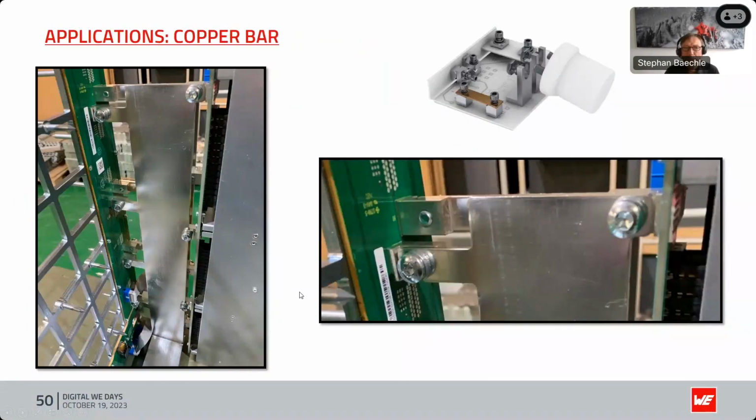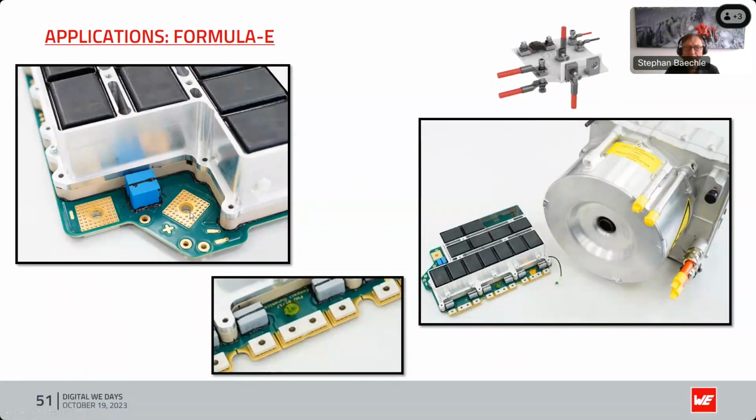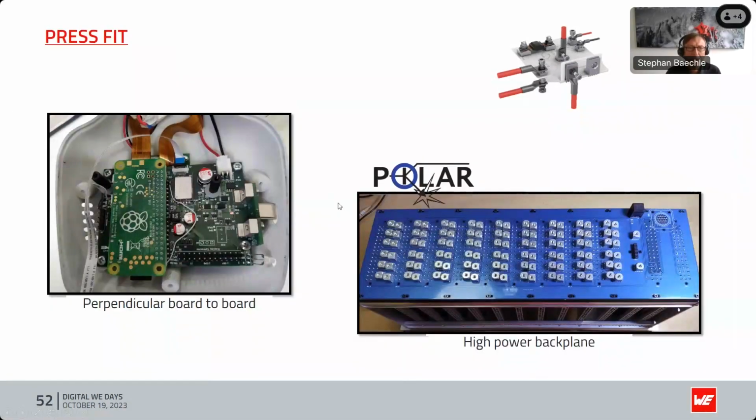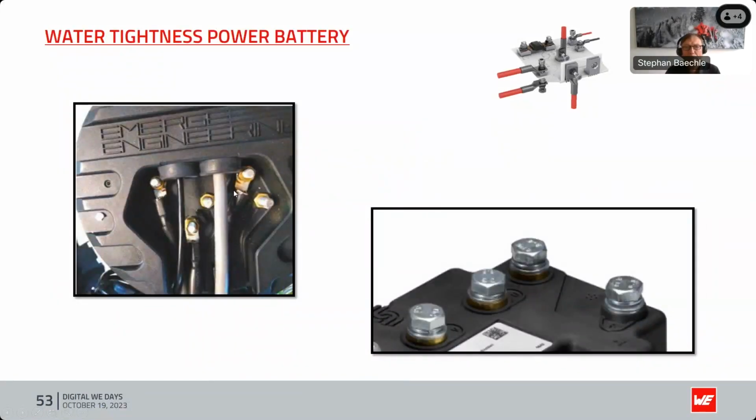At the end, I want to show you some applications with press fit technology. For example, a copper bar, or we do have also press fit technology in the Formula E for the motor steering, for the motor control. And we have, for example, a particular board-to-board connection, or here a high power backplane with a lot of press fit elements on it. High power batteries are also very good to use press fit components because of the low resistance.